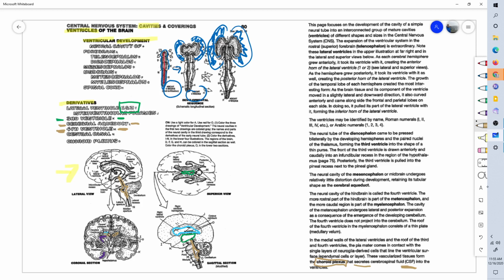And that concludes the cavities and coverings, the ventricles of the brain, sort of open spaces.